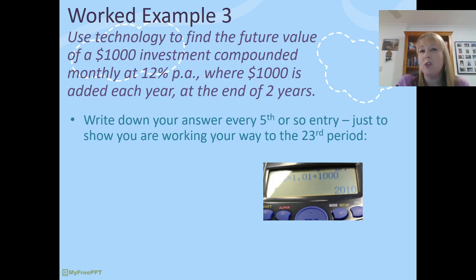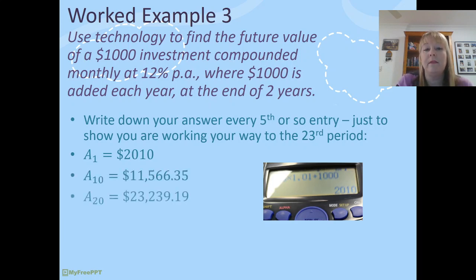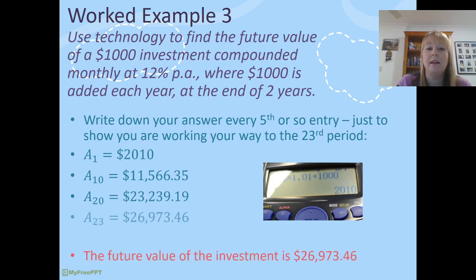It's always a good idea to stop every 5th or every 10th so that we can write down our working and show our teacher that we've actually used the iterative function on the calculator and that we've stopped in between to show some working. So A1 would be 2010, and that's shown on the screen. A10 would be 11,000. A20 would be 23,000. And A23, which is where we're going to stop, is $26,973.46. So if you kept pressing the equals button, counting through 23 times, that's the amount you're going to get, the future value of your investment.